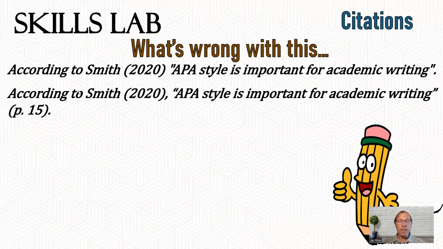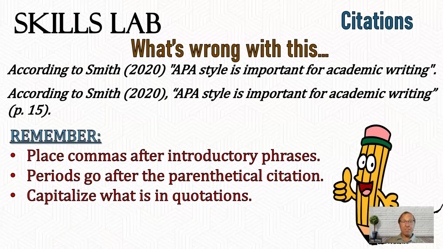So after we've got a narrative citation here, according to Smith, and we've got the year of publication, 2020, comma. Now we've got our quotation. So we want to say exactly what Smith said, and we're going to put exactly what he said in quotes. And in APA, of course, we're capitalizing the acronym for American Psychological Association. But even if we didn't have an acronym, we still want to capitalize what begins that quotation. Then, once we close the quotes, we want to include the page number outside of the quotes, page 15, and then our period. So, place commas after the introductory phrase, periods go after the parenthetical citation, and capitalize what is in quotations.